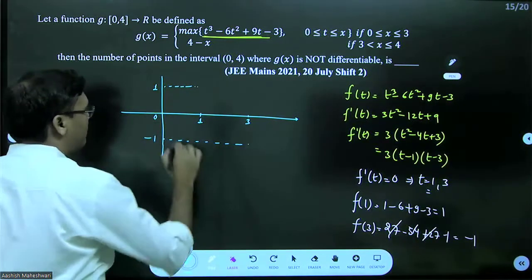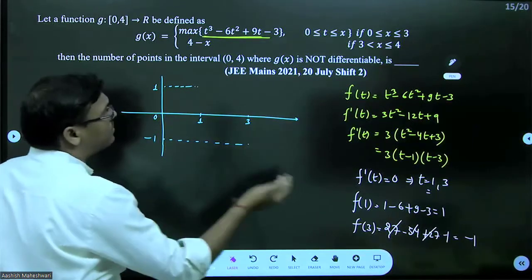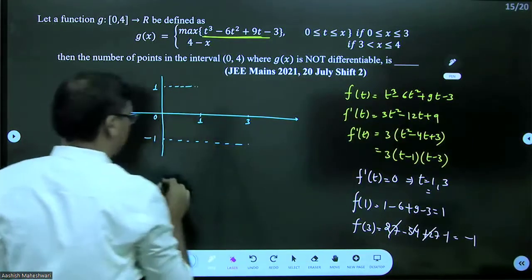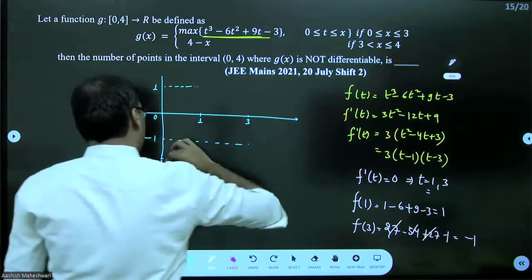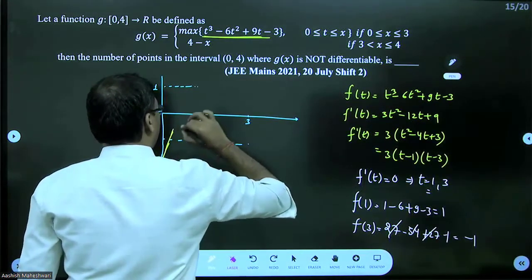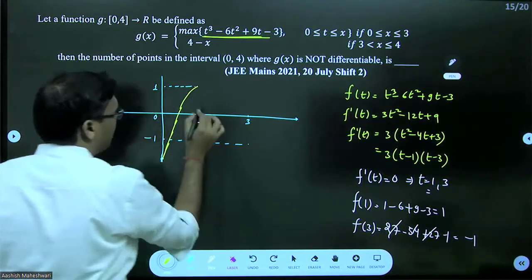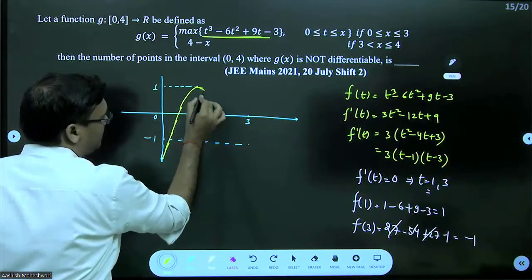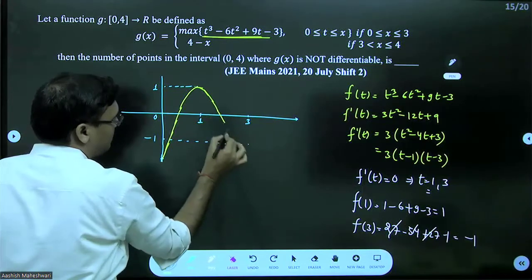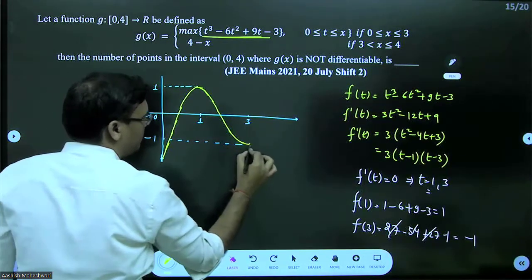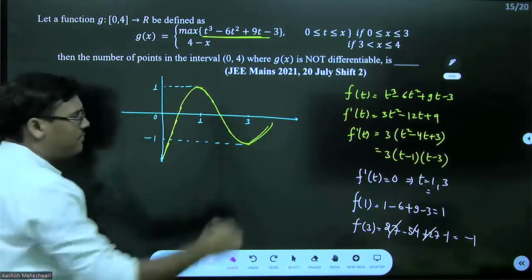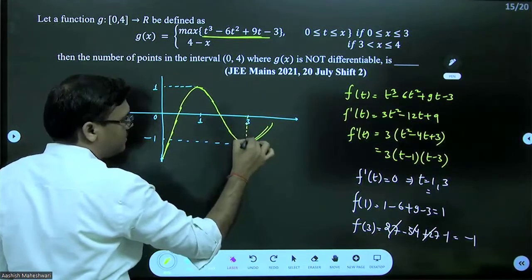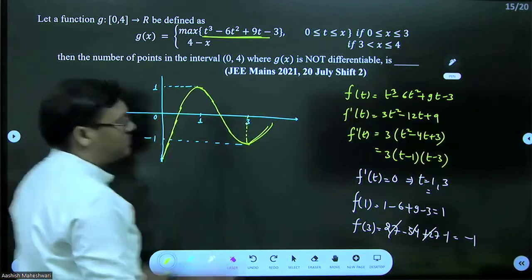Now the rough sketch: at x equal to 0, the value is minus 3. So it will start from minus 3 and go up to 1, where the derivative is 0. Then the derivative is 0 at 3, and the value at 3 is minus 1, and it will go something like this. This is the rough sketch between 0 and 3 for this function.